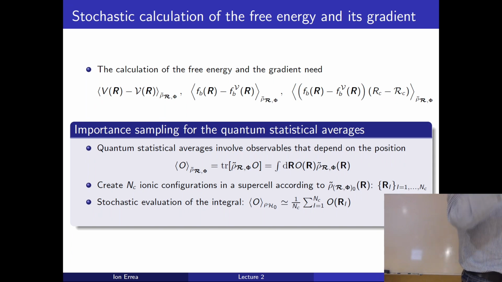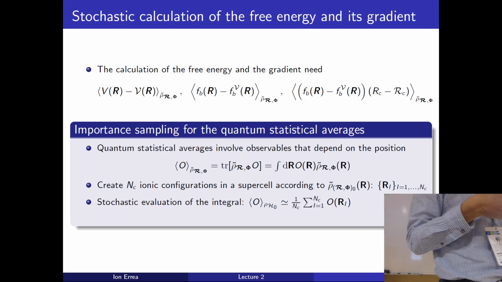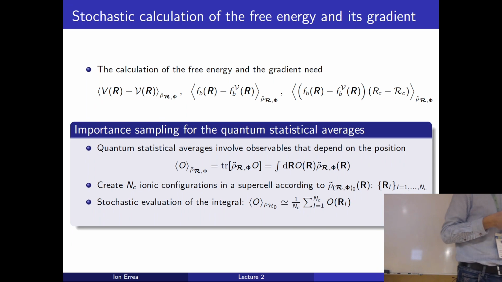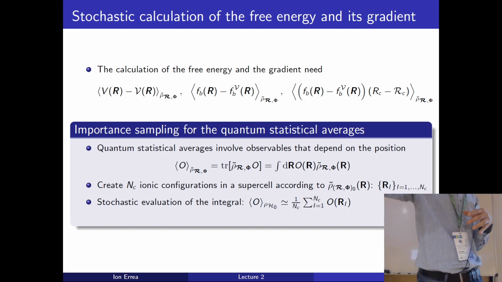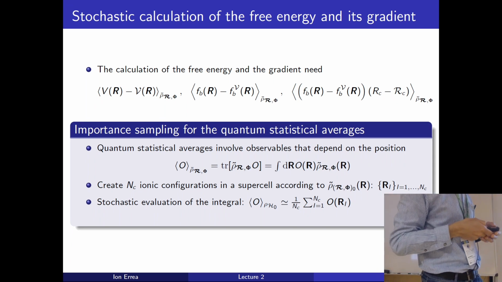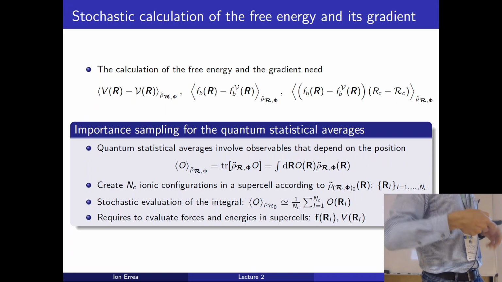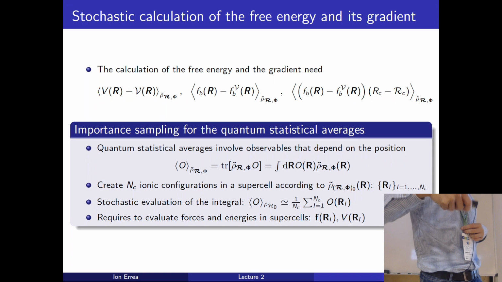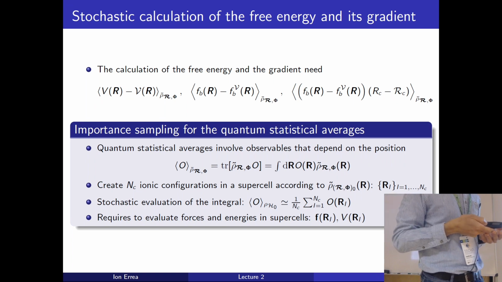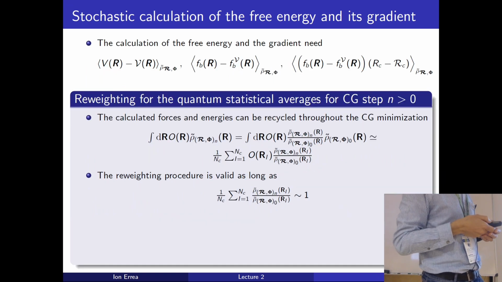So for a given configuration, the Born-Oppenheimer energy is the energy that you get as an output, and the forces you get them as an output, okay? So we always do this externally, let's say, okay? So exactly, that's what I meant. We need to evaluate in supercells the forces and the energies. That's all we need to do, okay?